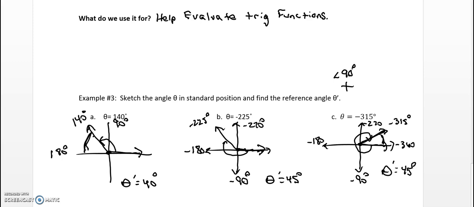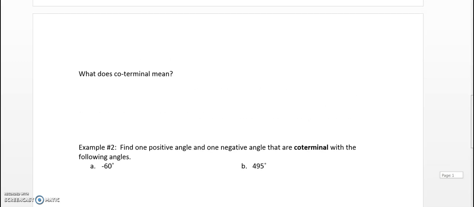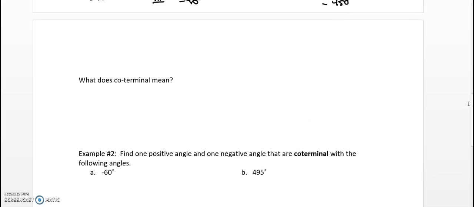All right, clearly I'm not going to have time to do these. So in class tomorrow, you'll be taught coterminal. We'll deal with that tomorrow, which deals with this example 2.